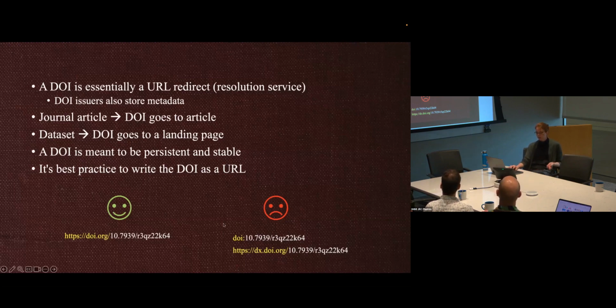And it's best practice to write the DOI as a URL with the HTTPS:// These are older ways of writing DOIs, the DOI: or DX. Those are no longer kind of the recommended way. So can I ask about that? Why is that the recommended practice? Do you know the rationale behind it?